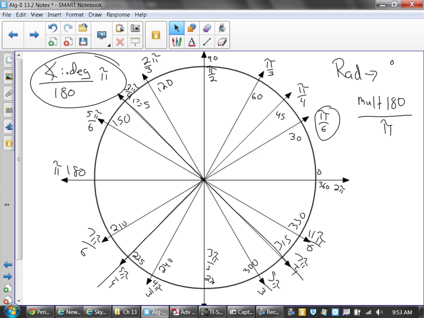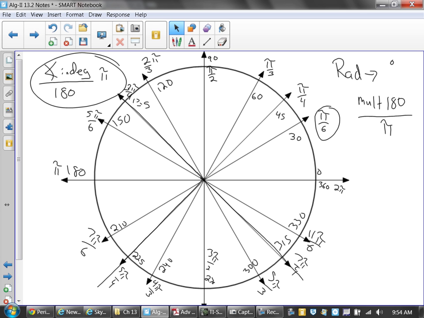The unit circle is probably one of the most important things that we will work with in Algebra 2. I'm not going to lie to you, this is probably one of the biggest things you guys are going to take with you as you go into pre-calc and into calculus with all the trig stuff that you do. Because everything we do from here on out is going to be based upon these values.